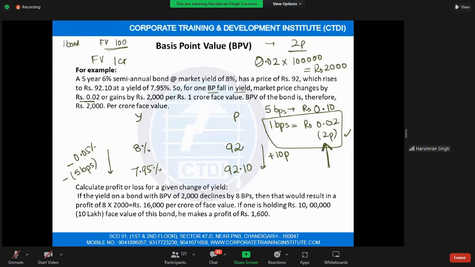But the bank says the face value of the bonds that I have is 1 crore. So how many such bonds will be there with the bank? 1 lakh bonds. 1 lakh bonds into 100 rupees is 1 crore. Yes or no? If for one bond the change is 2 paisa and you have 1 lakh bonds with you, how much will be the change? 2000 rupees, 2 paisa into 1 lakh. Is it clear or not? Now clear. So now do you understand?